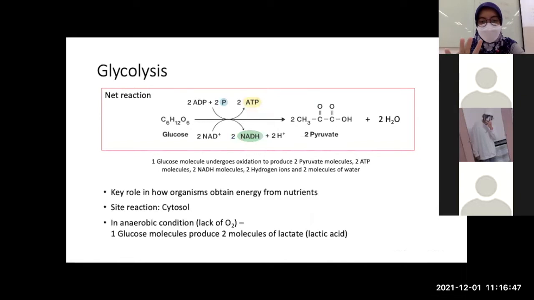Another important thing to understand: in glycolysis, the initial product is glucose and the end product is pyruvate. 1 molecule of glucose will yield 2 pyruvate. This process, glycolysis, will release 2 ATP, meaning that glycolysis is where our body acquires energy. So glycolysis is important to generate energy in our body. Starting from 1 glucose, ending with 2 pyruvate and 2 ATP. This process will also yield water, and the site of reaction is the cytosol.